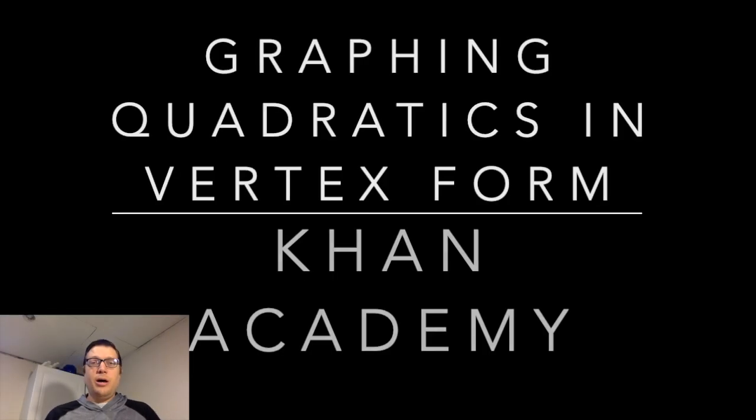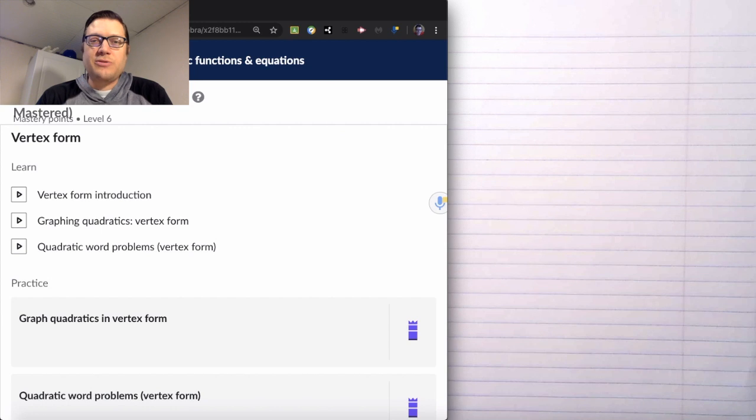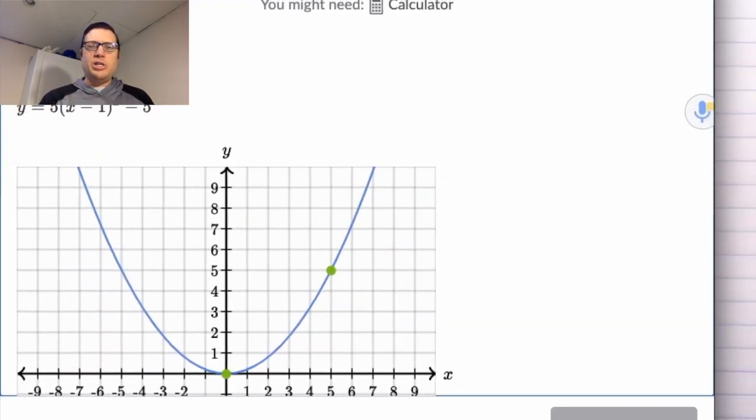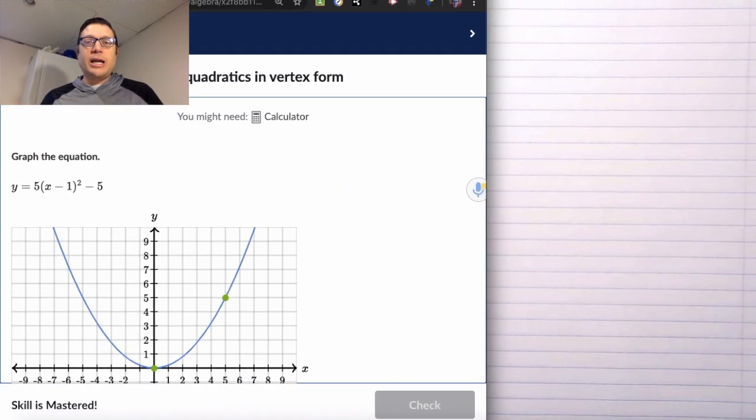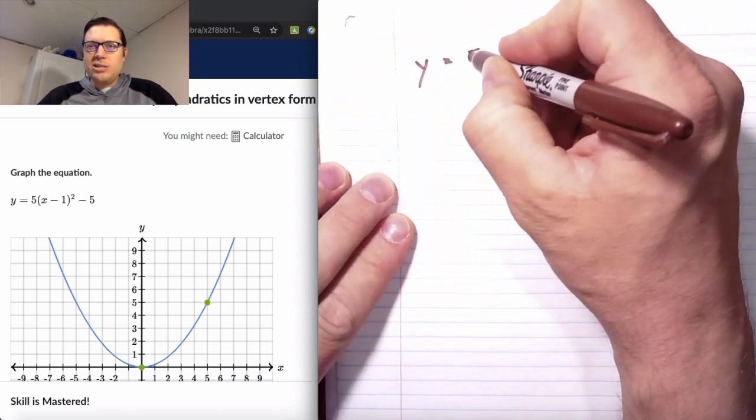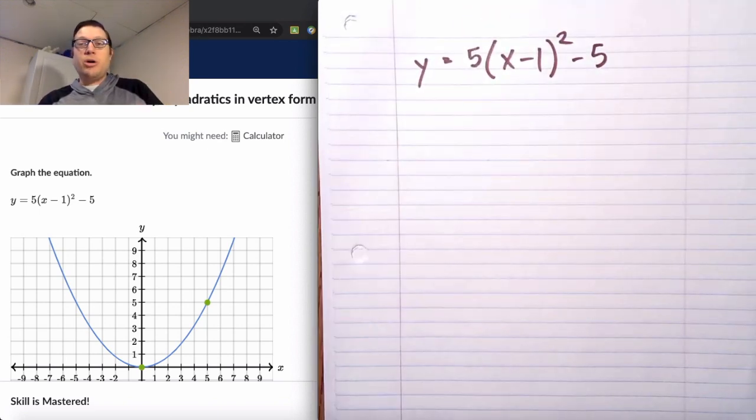What's up, guys? I'm presenting to you a video on how you can graph a quadratic equation when it's written in vertex form. Feel free to use any documentation from online to get an idea of what vertex form is. But the structure that I'm going to use here is already laid out.